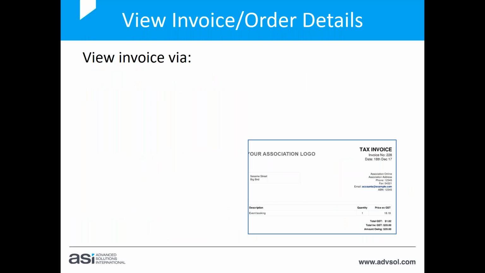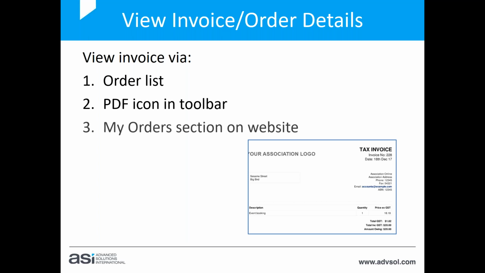Now, I've touched on this already, there are 3 ways you can view a user's invoice. 1, through the order list, which I just showed you. 2, through the PDF icon in the toolbar, which I also showed you before, where you can open up multiple invoices. But even better, if anyone calls you and says, oh, I can't find my invoice, can you send it to me again? They can see it in the My Orders section on the website.